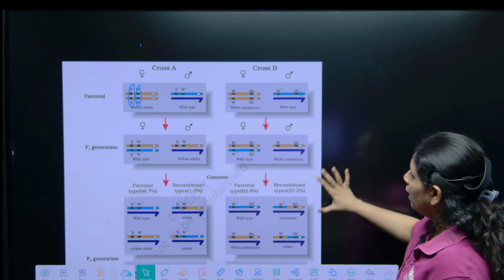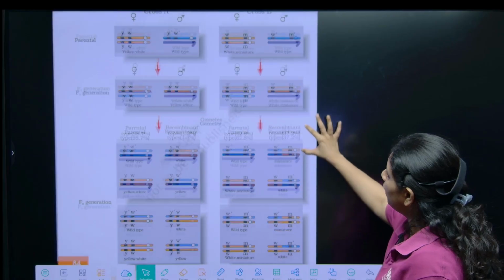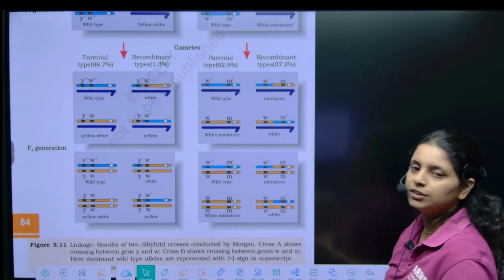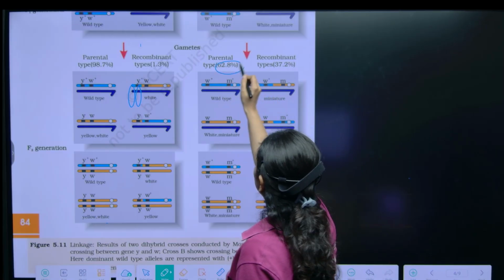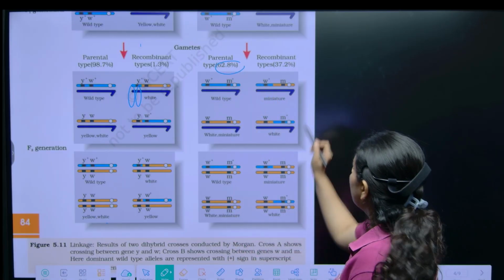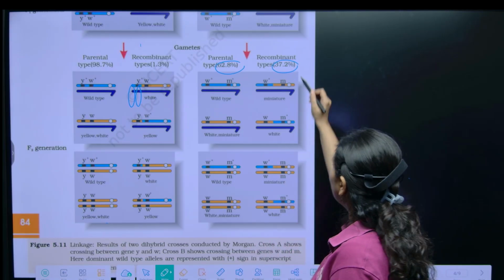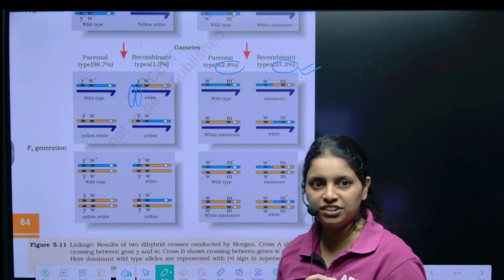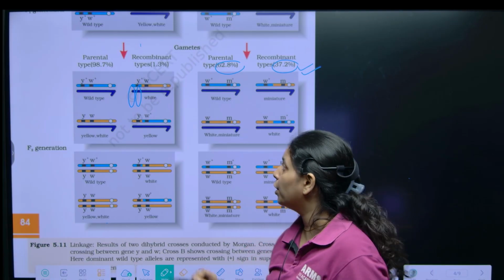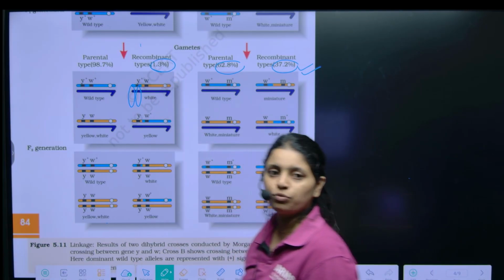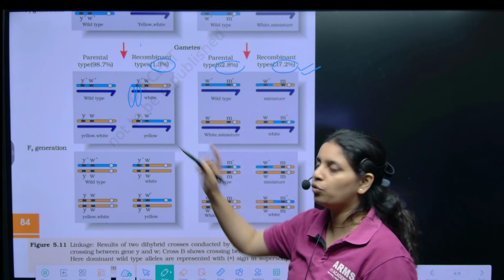See this F2 generation. You have to do the cross in the same way. But look at the F2 generation, parental and recombinant. As you can see here, parental type is only 62.8% and recombinant 37.2%, right? So recombinants are less in number as compared to parental. That means there is some linkage. But if you compare it with the first cross, what do we see? The number of recombinants is more in cross B as compared to cross A.